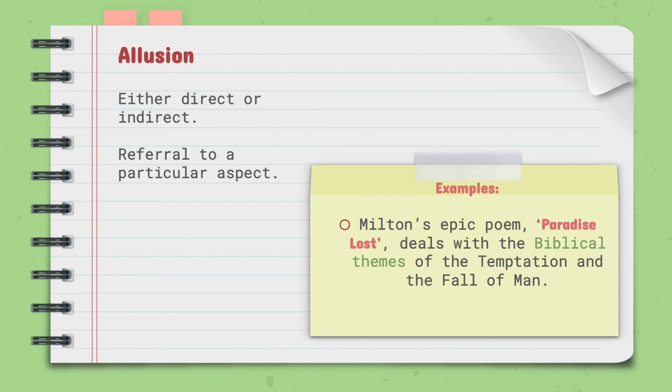Many poets allude to Bible stories like the creation or fall in their poems. As we see in this example, where temptation and fall of man are alluded to. It reads, "Milton's epic poem, Paradise Lost, deals with the biblical themes of the temptation and the fall of man."